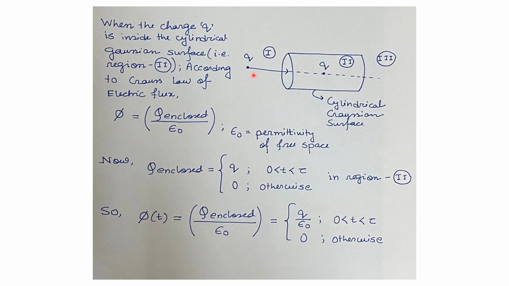Now, in this case, this q enclosed, that is the charge enclosed by this cylindrical Gaussian surface, is time dependent. Because this charge is moving, the charge is inside the cylindrical Gaussian surface for the time interval 0 to tau. So our q enclosed is equal to q for this time interval 0 to tau, otherwise it will be 0 in region 2. So the time dependent electric flux will be q enclosed by epsilon naught, that is q by epsilon naught for the time interval 0 to tau and 0 otherwise.